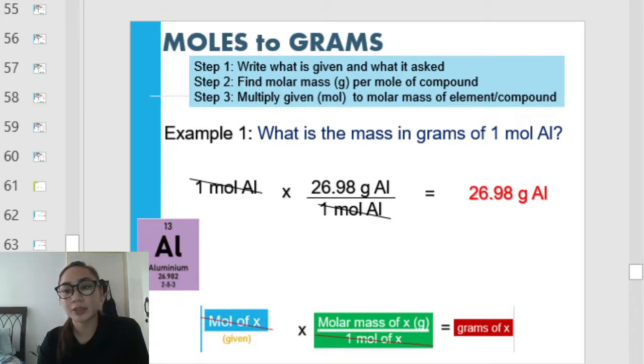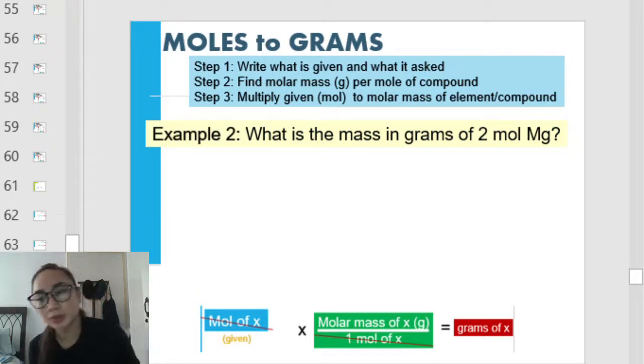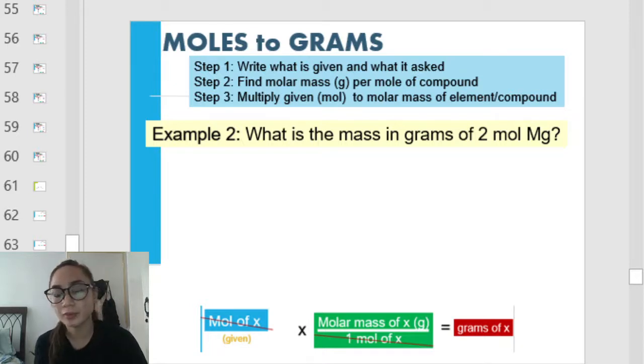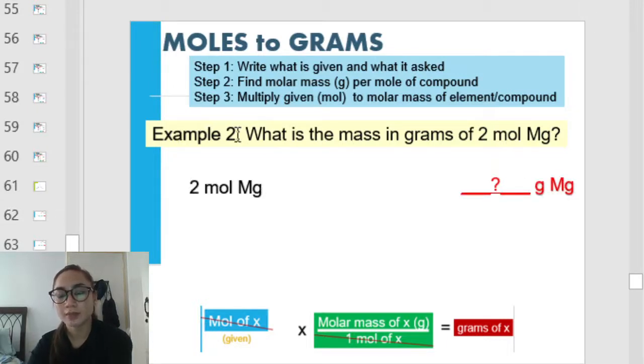Okay, example number 2. So, you may pause this video kung gusto nyo mag-practice on your own. Or kung nalilito pa rin kayo, pwede kayong makipag-sabay sa akin while we review this. So, example number 2. What is the mass in grams of 2 moles of magnesium? So, step number 1, ano yung given natin? We have 2 moles. So, nilagay ko na siya sa unahan. And, ano yung hinahanap? Yung grams natin, no?